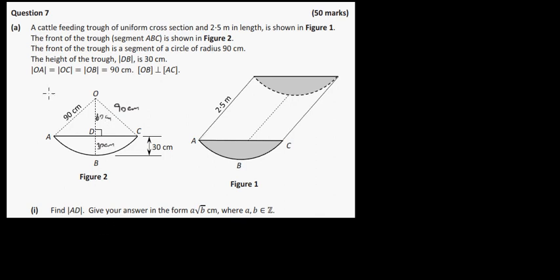Okay, now we're told that OA is equal to OC and also OB, so that's 90 centimeters down along here. OB is perpendicular to AC. Okay, we've got to find AD, the distance from A to D. Give your answer in the form square root B times A, or A times root B, where A and B are both integers. Okay, so let's have a look at this triangle here.